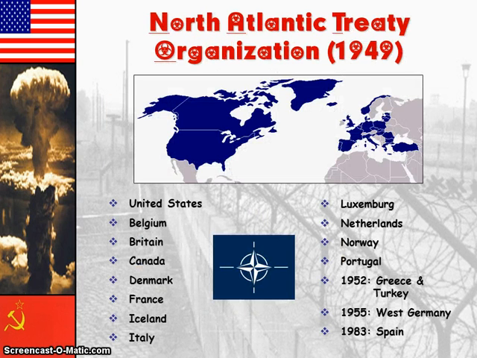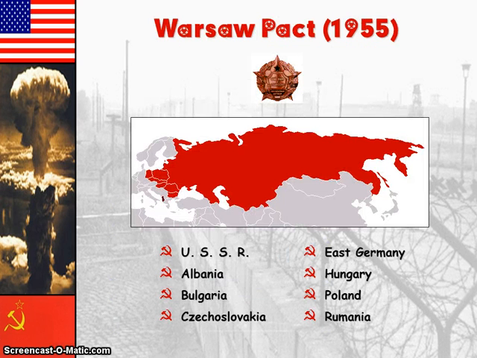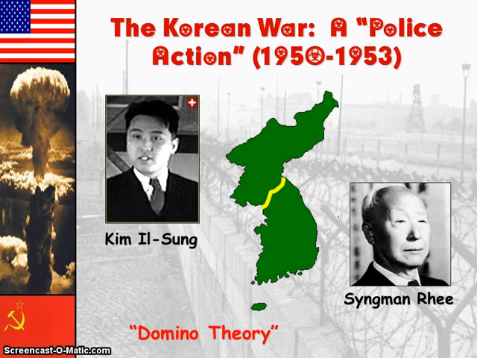Another way the U.S. tried to contain communism was by forming NATO, or the North Atlantic Treaty Organization, in 1949. This was a military alliance for defending the members from any outside attacks. In 1955, the Soviets formed their own defensive pact called the Warsaw Pact. One of the proxy wars fought was the Korean War. We will go into more detail on the Korean War in another video.